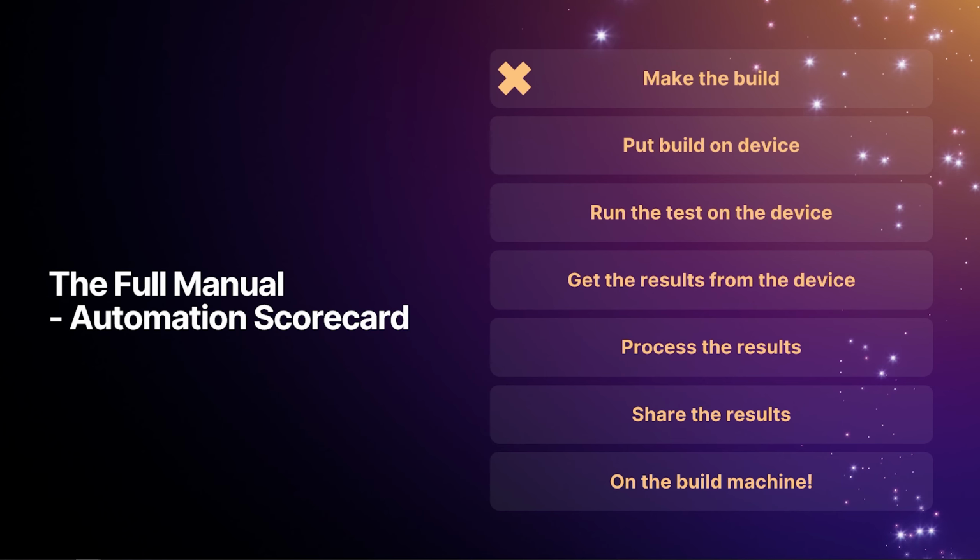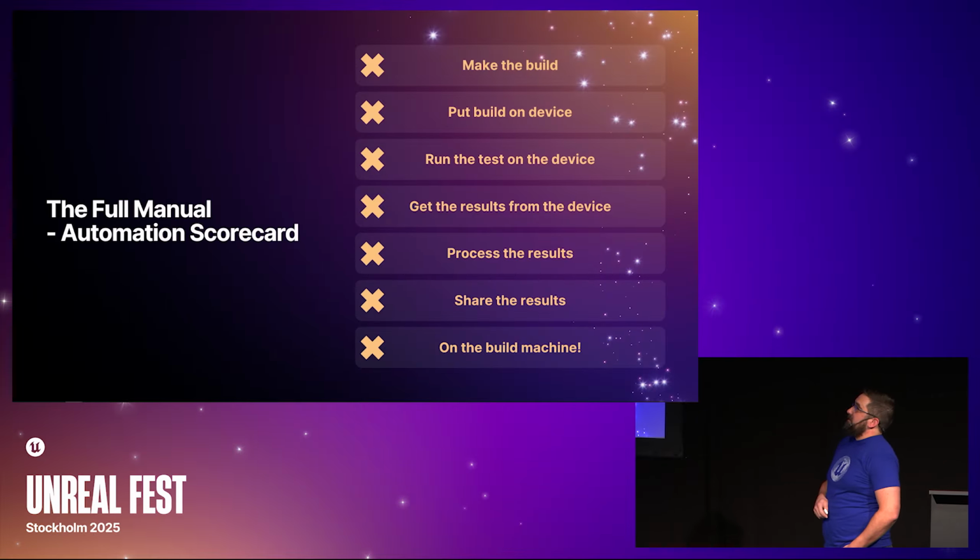So let's look at the scorecard. Let's see how it did. I might give it partial credit for make the build, because it kind of assumes that there is a process that has the last known good build. But you had to put the build on the device manually. You had to run the test manually. You had to get the results from the device manually. You had to process those results manually. I'm not going to count conditional formatting in Google Sheets as processing. Sharing the results, you had to manually send that email. Nothing was happening on a build machine. So that's not great.